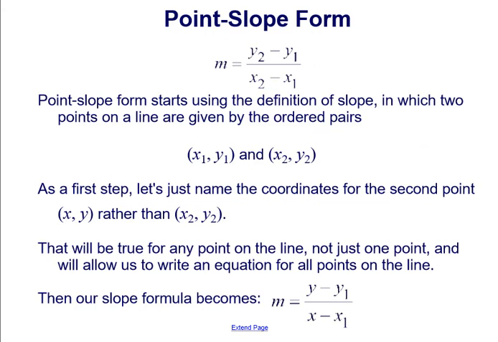Point-slope form starts using the definition of slope, in which 2 points on a line are given by the ordered pairs x1, y1 and x2, y2. As a first step, let's just name the coordinates for the second point x, y, instead of x2 and y2, so it'll be more general. So that will be true for any point on the line, not just one point, and that will allow us to write an equation for all points on the line. So then our slope formula, instead of y2 minus y1 over x2 minus x1, becomes just y minus y1 over x minus x1.